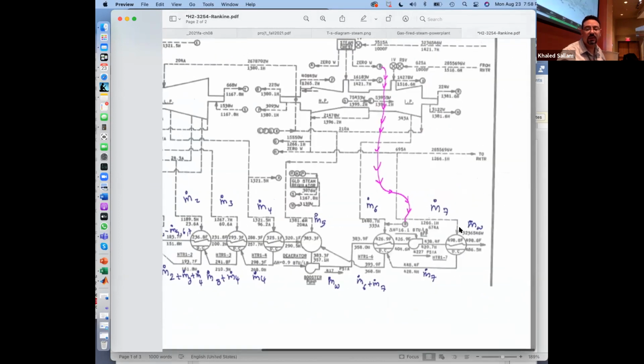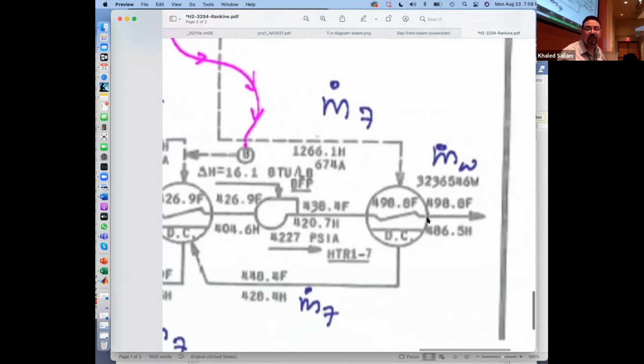Okay, where is it? This one. It's asking you for how much m dot 7 is needed. How do you do that? The water is heated by that steam condensing. So what do I do? First law of thermodynamics. Q equals Q. M dot, which is this 3 million, times the delta H.